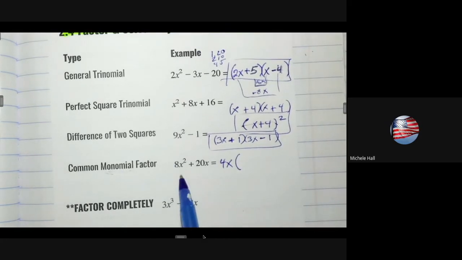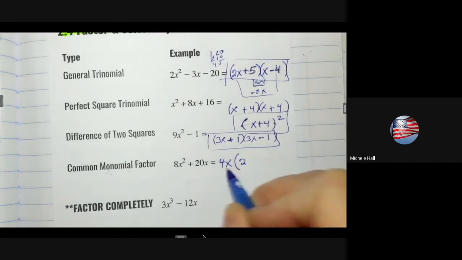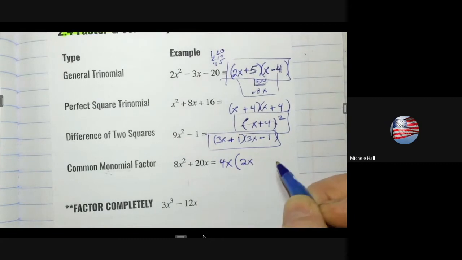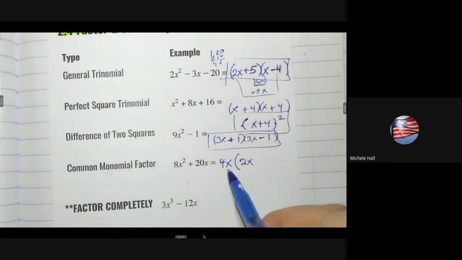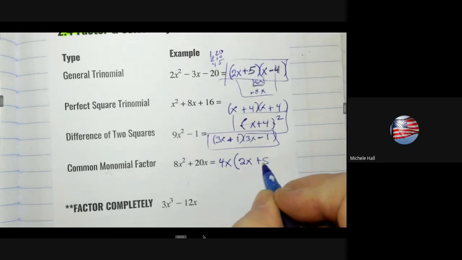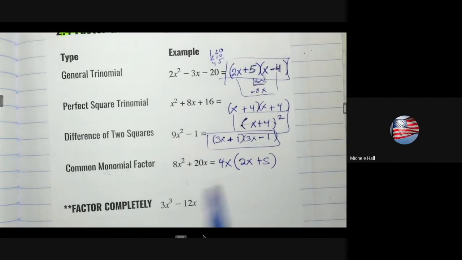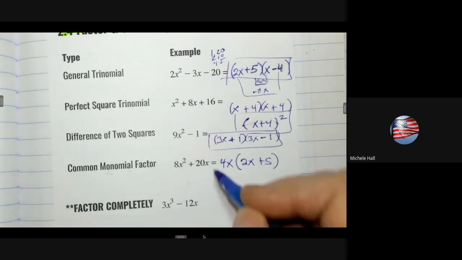When I take out 4x, that's going to be 8 divided by 4 is 2. X squared divided by x is x. And then 20x divided by 4x is 5. I can check to make sure I did it right by just multiplying it back together. Distributive property. 4x times 2x is 8x squared. And then 4x times 5 is 20x.